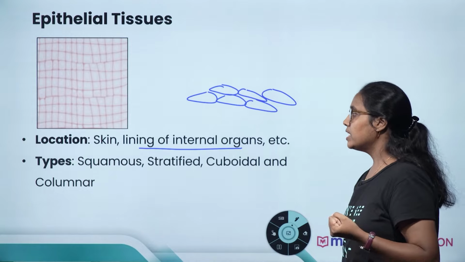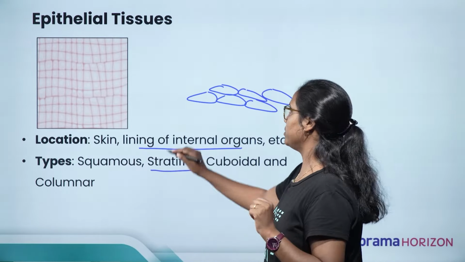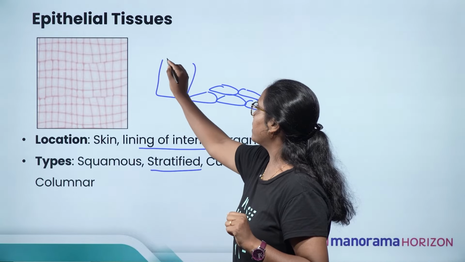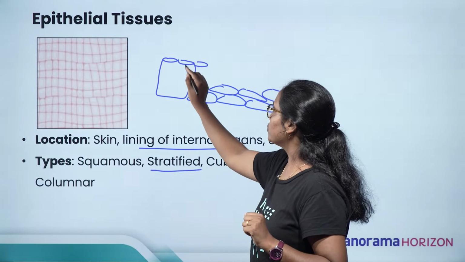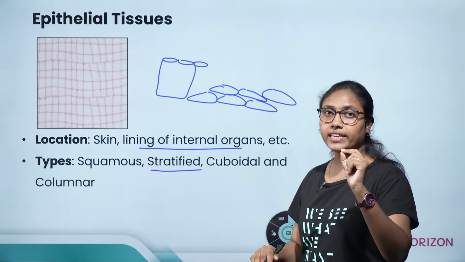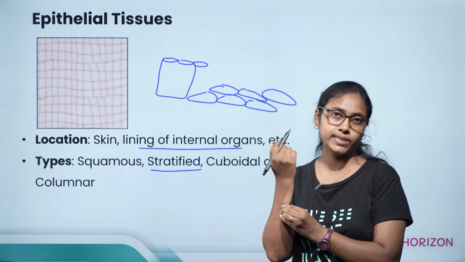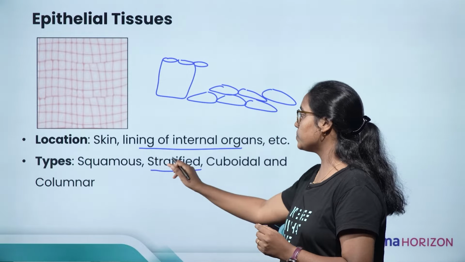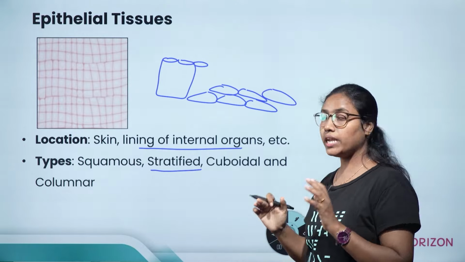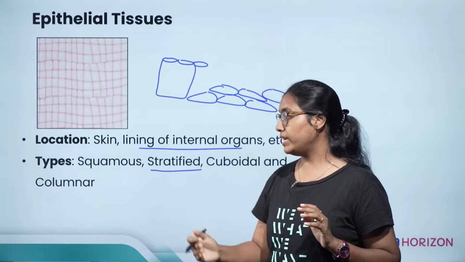Now stratified. Stratified is like a thick layer of cells. You will be finding a thick layer, so not only one layer, you will be finding multiple layers, and they are seen in our skin. If you just hold your skin, you can see how thick it is. So this thickness is provided by stratified epithelium because they are made up of multiple layers.